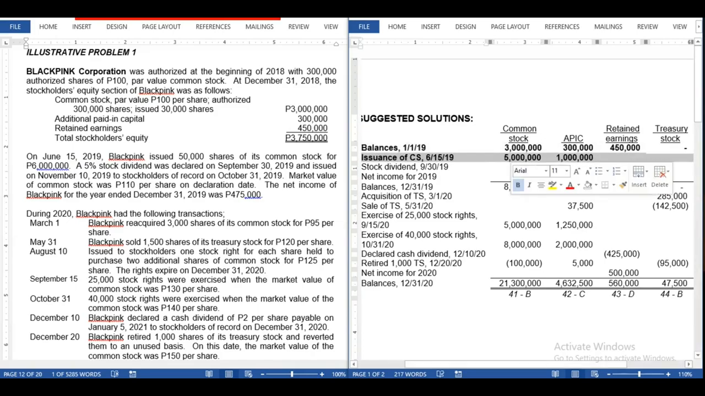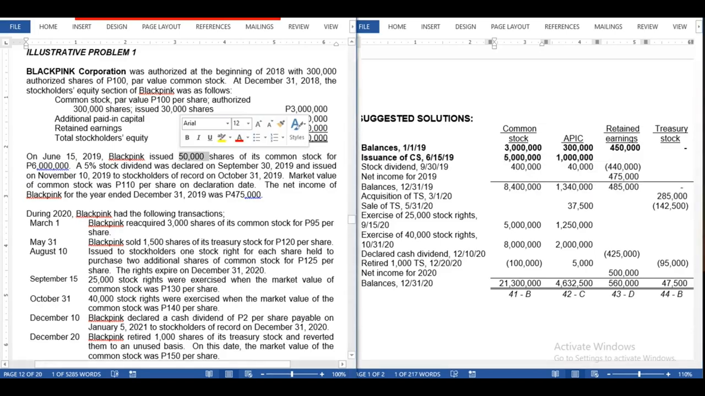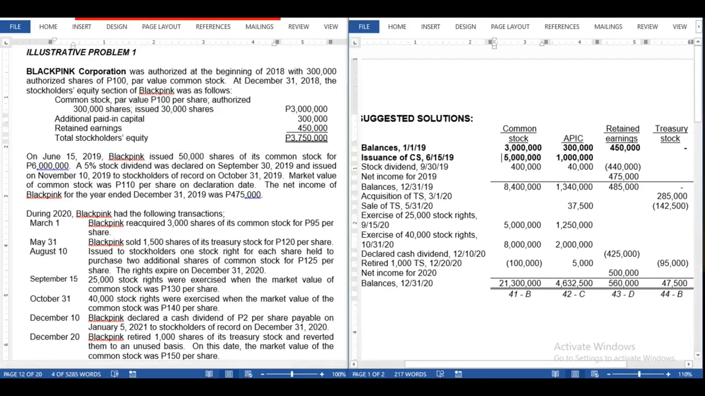Okay. So in this case, you will have 5 million. So this is 50,000 multiplied by the 100 par value. So it has 5 million as common stock. And the excess is attributable to APIC or additional paid in capital for 1 million. And then the next one here is your stock dividend. The stock dividend was declared on September 30, 2019 and issued on November 10, 2019 to stockholders of record on December 31, 2019.